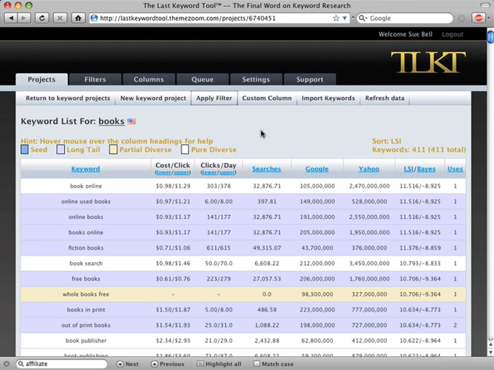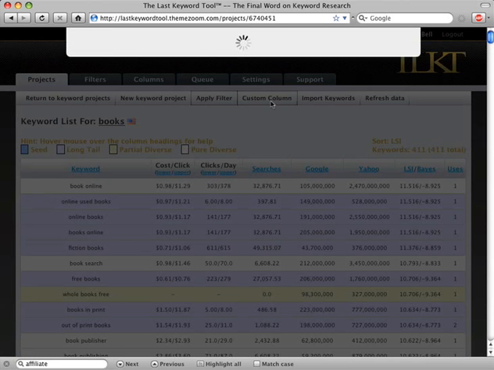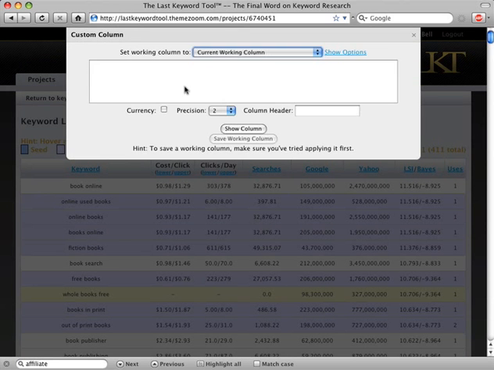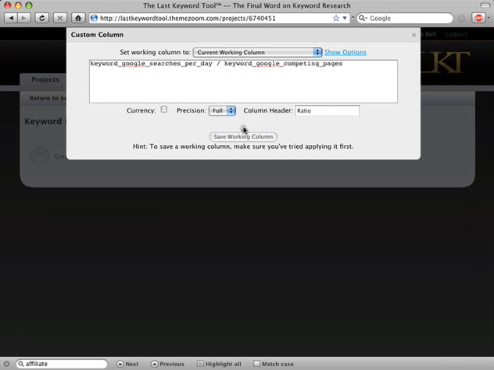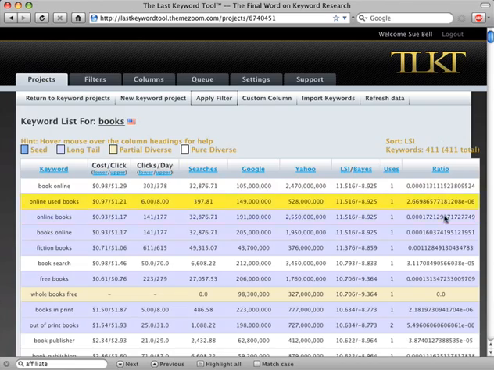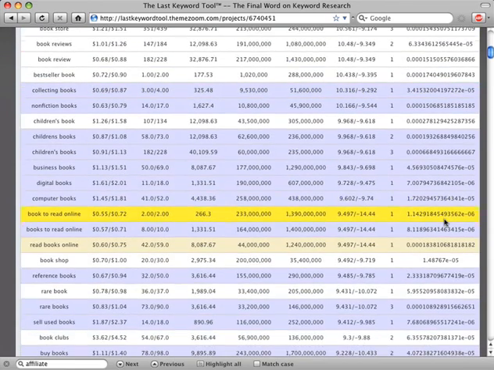The first thing I want to do is find things that have a lot of searches but not a lot of competing pages. So a high ratio of searches to competing pages. And to do that, we'll just create a ratio with our custom column. We'll take our searches and divide it by our competing pages. That's just our ratio, and we'll show full precision so we can see everything. And we'll see what we get. We have a whole bunch of really small numbers, so it's hard to see.